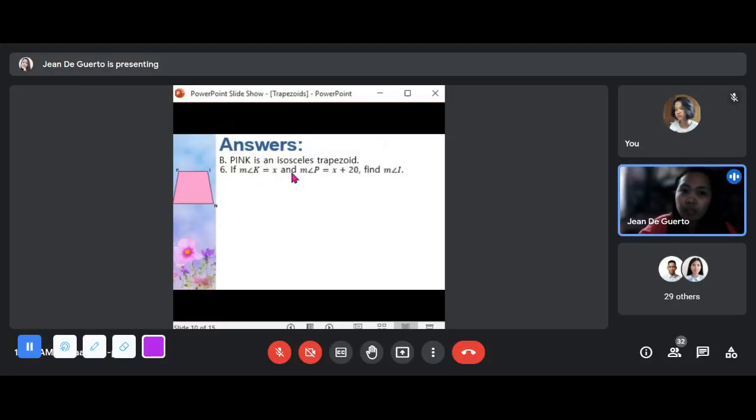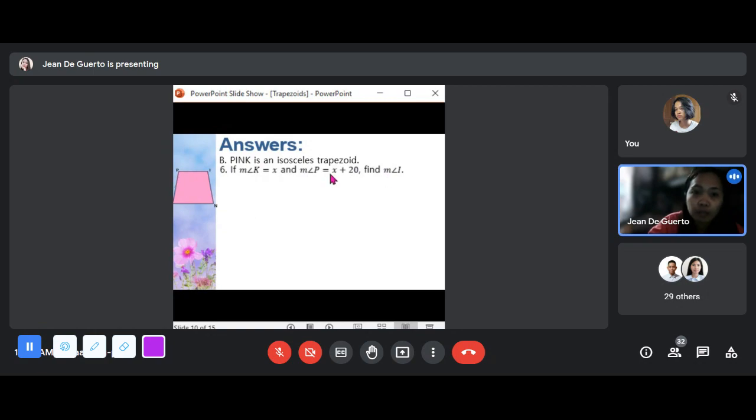Okay, number 6. Sa number 6, since we are dealing with angles, pwedeng gamitin ninyo yung angle sum measure. Okay, yung angle sum theorem in a quadrilateral or yung sa supplements. Pwede nyo gamitin yun. So, if the measure of angle K is x and measure of angle P is x plus 20, find the measure of angle I. So, yung measurement ng angle I is just the same as the measure of angle P.